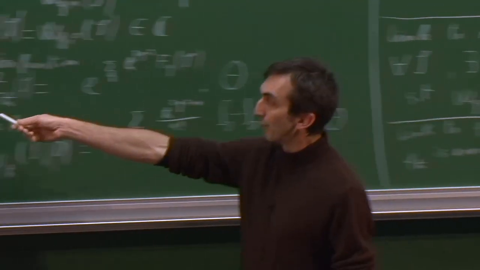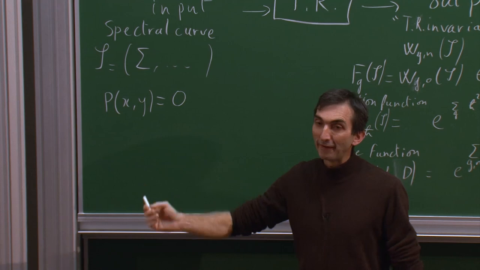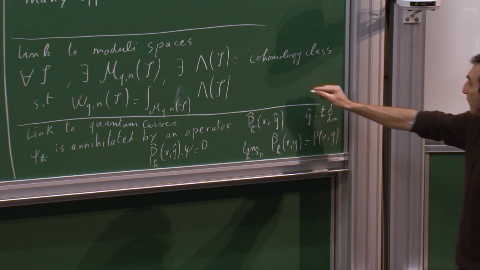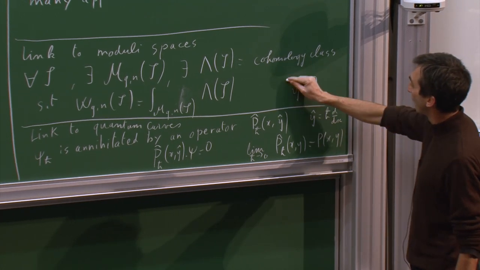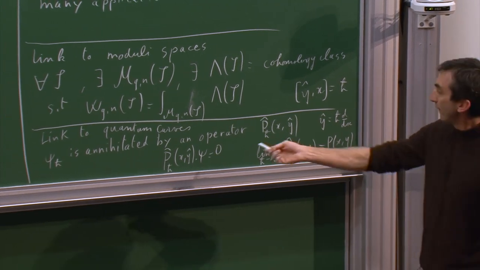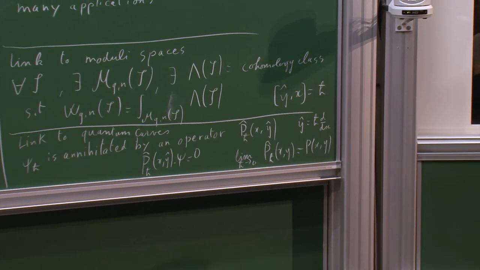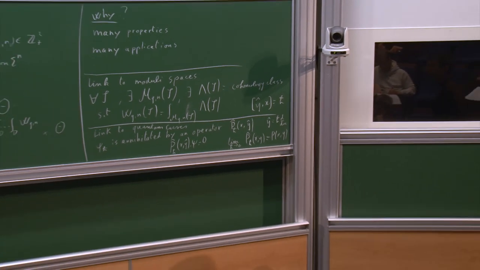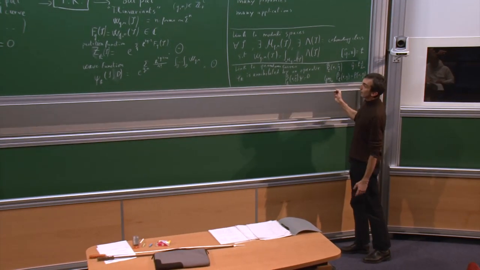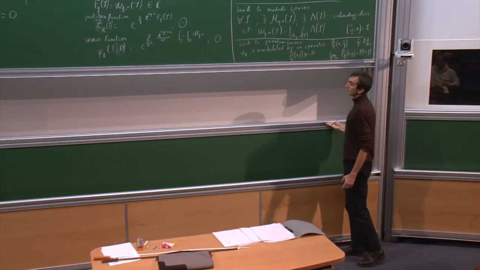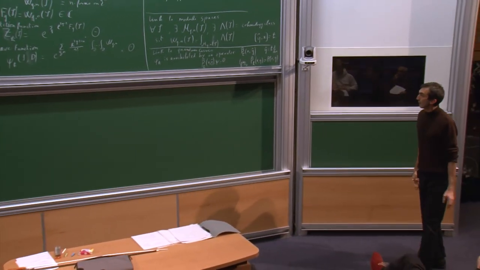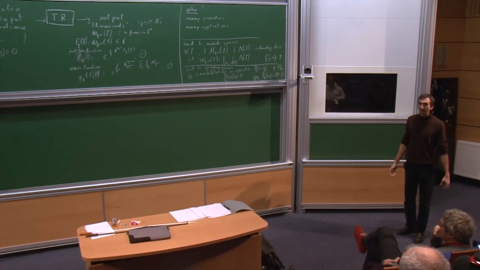You start with a curve, and basically you quantize it by changing y to an operator h bar d/dx, so that you have [y, x] equals h bar. And psi is annihilated by a quantized version of the curve you started with. So, just to give an idea. And this is typically what people want to do in TQFT, topological quantum field theory, in Hitchin systems.